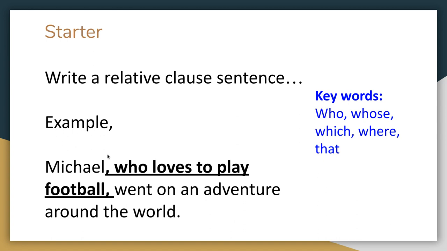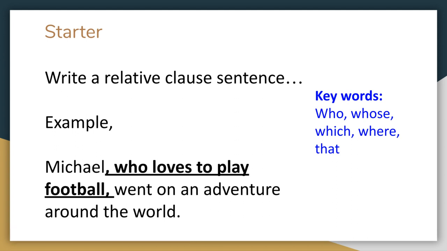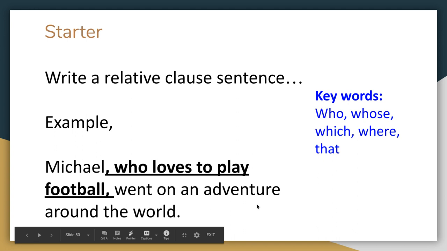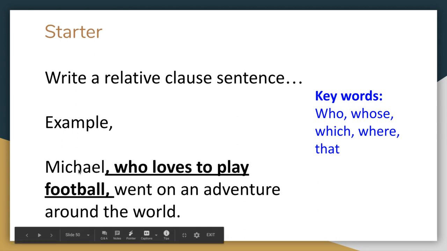I've got an example here. Michael, comma, who loves to play football, comma, went on an adventure around the world. If I take my relative clause out, which is the underlined section, it should still make sense. Let's see. Michael went on an adventure around the world. It does. So when you are doing yours, I'd like you to start your sentence.